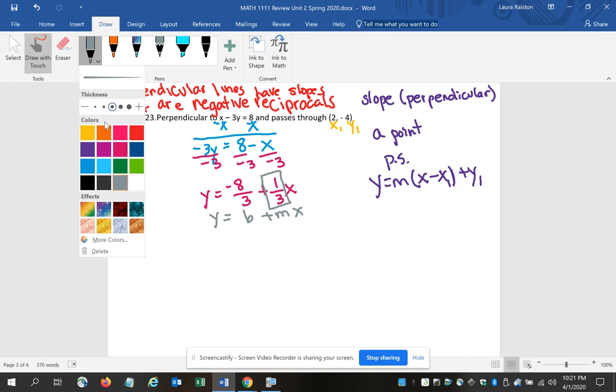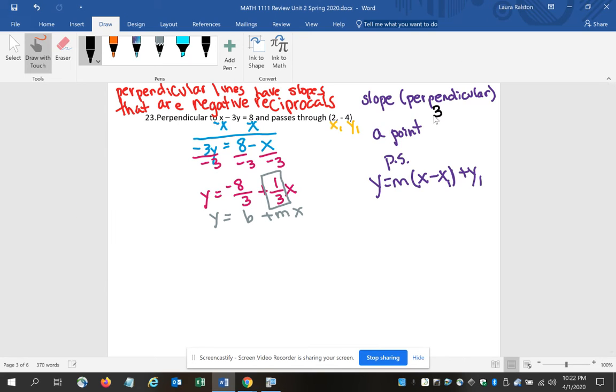But I need the perpendicular slope. The perpendicular slope, you have to flip it. So instead of being 1/3, it becomes 3/1, and you change the sign. It's positive. I'm going to make it negative. So if I simplify that, the perpendicular slope is -3. The slope of the given line is positive 1/3. To find the negative reciprocal, flip it and change the sign.